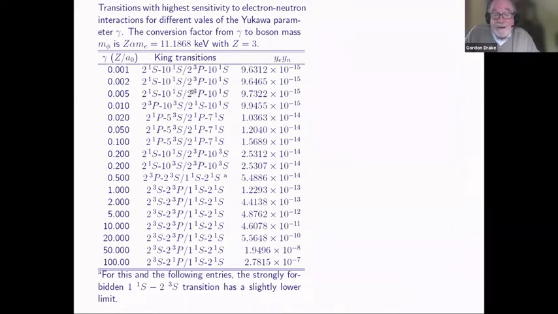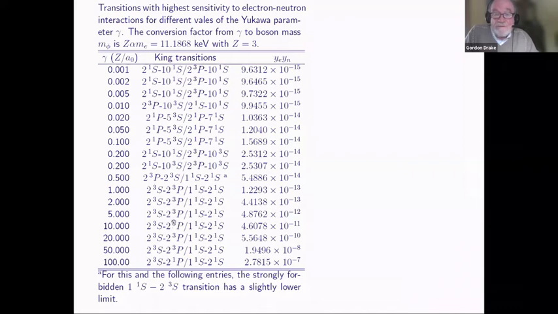I'll talk more about that in a minute. But then as gamma increases, the optimum rapidly loses sensitivity, going from 10 to the minus 15, and then by the time you get out to 1, it's 10 to the minus 13, and then for large gamma, it becomes very short. It becomes just like a delta function potential then, and so it just disappears into the nuclear size correction itself.